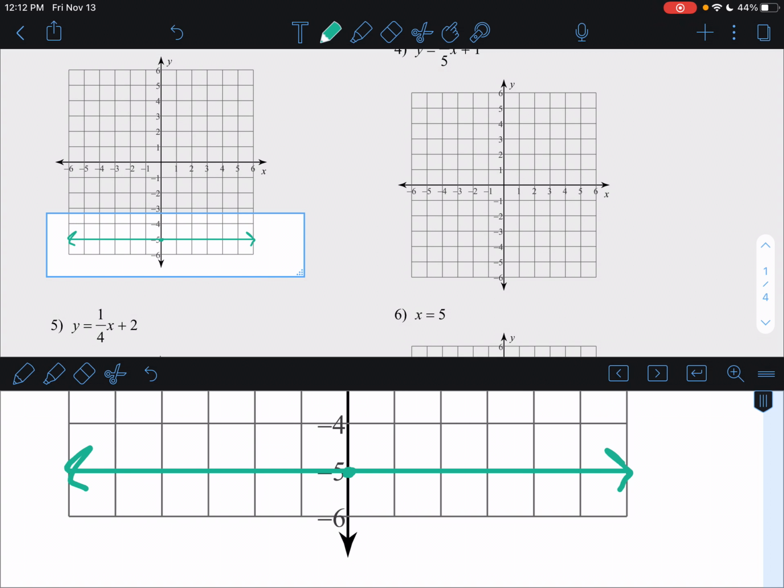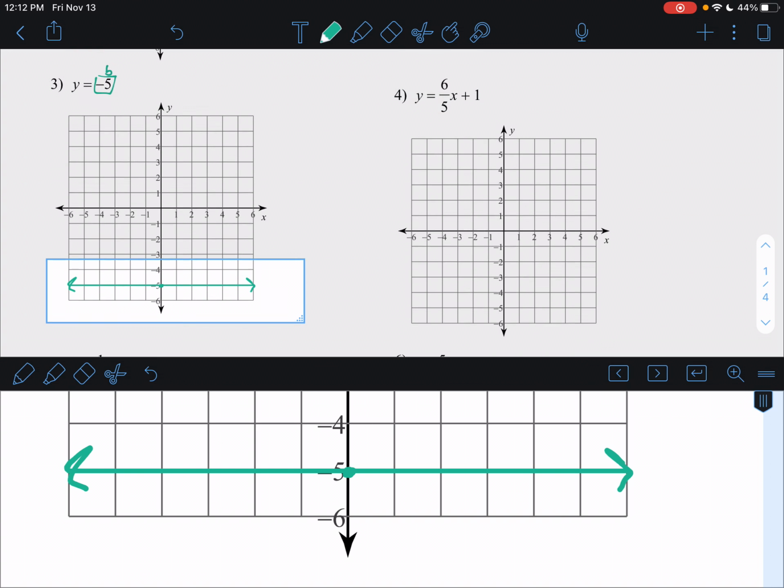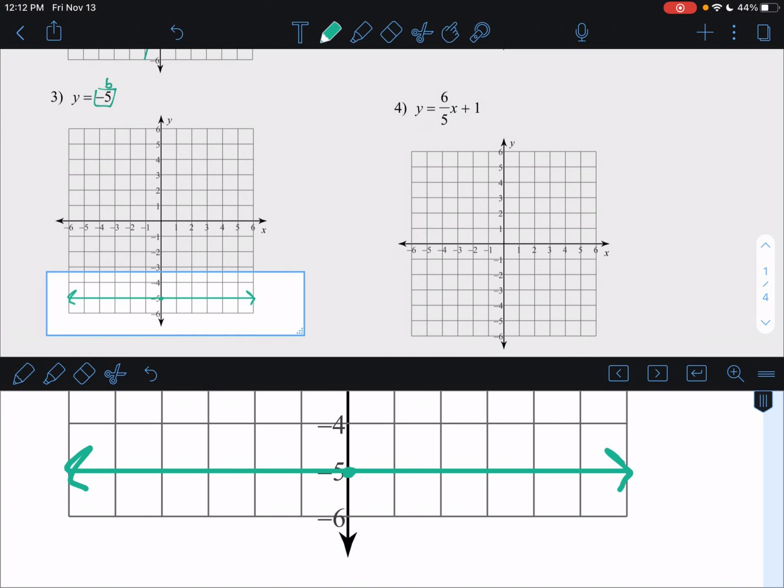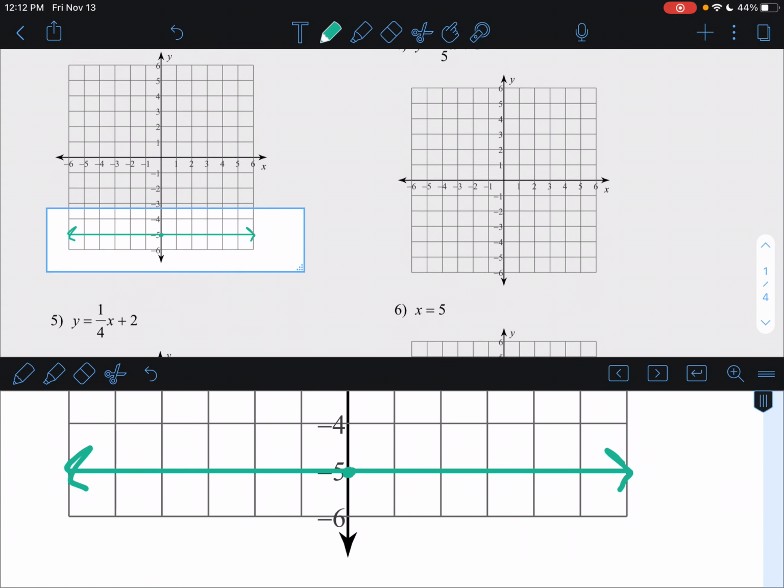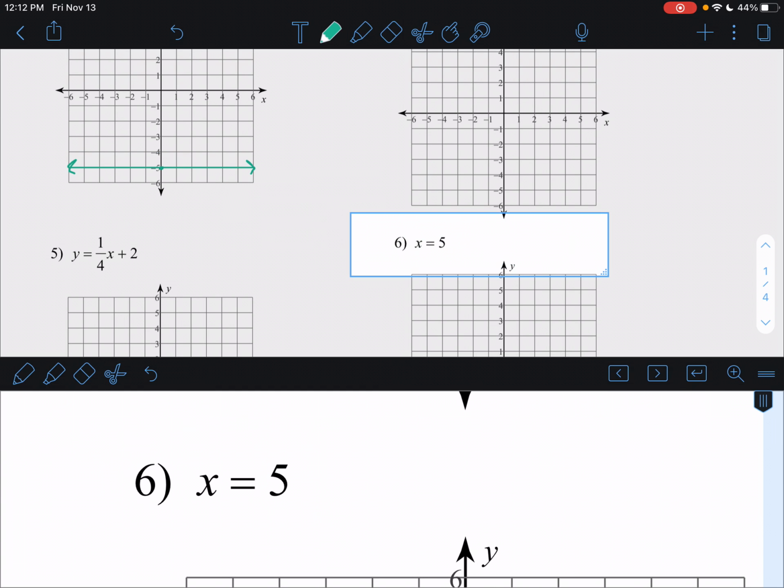I guess I should probably add arrows on the end. But that would be the entire answer for this one. You just put a point at y equals negative 5, then go straight across. With something like number 6 here, where it's x equals 5, you would put a point at 5 on the x-axis. And if it's x equals 5, instead of going straight left and right, you're going to go up and down.